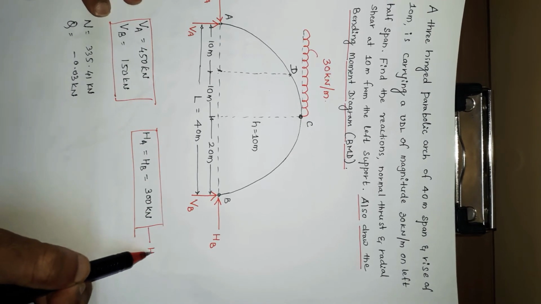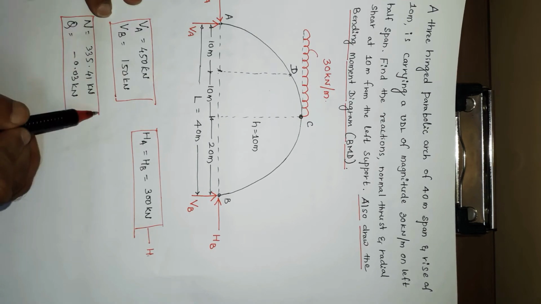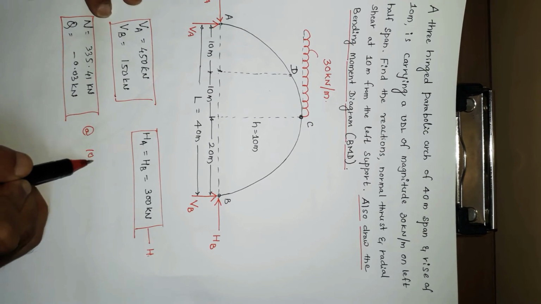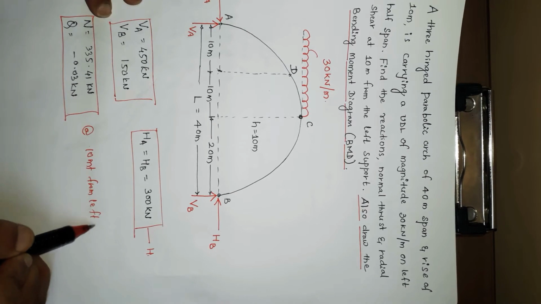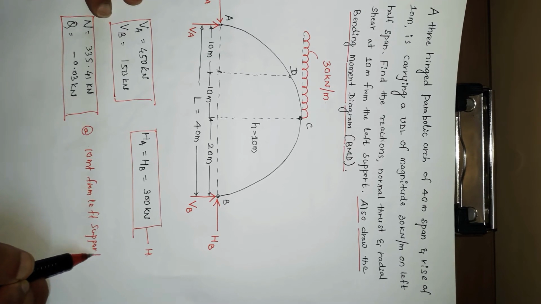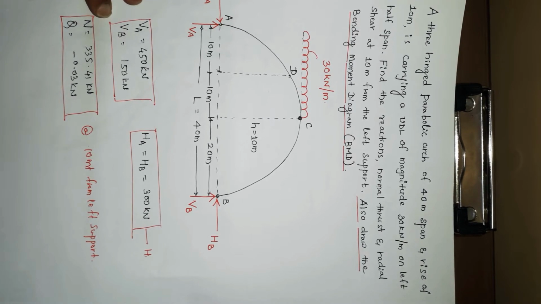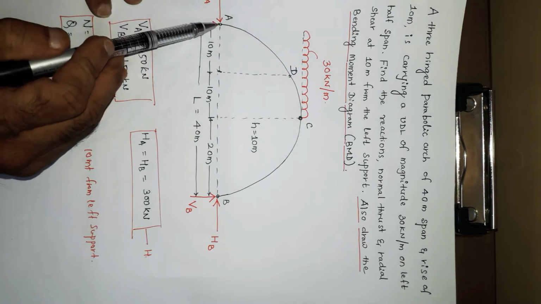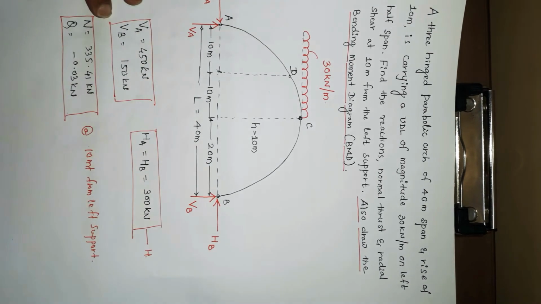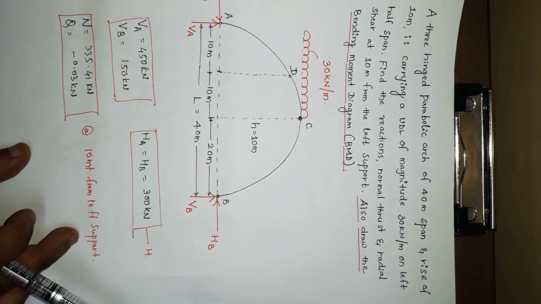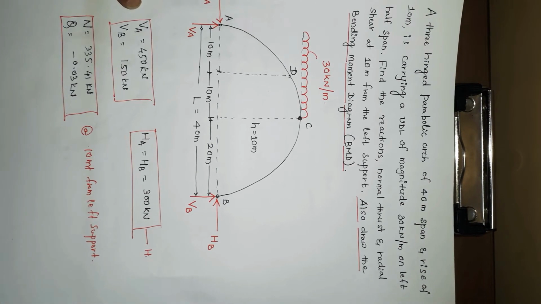This is nothing but H. Then this is the normal thrust and radial shear at 10 meter from left support, that is at point D. Now the next important thing is how to draw the bending moment diagram. If you want to draw the bending moment diagram, first we're going to calculate the bending moment values at different points, that is bending moment at A, bending moment at C, bending moment at B, then at some other points on the arch. Then how to calculate the bending moment is like this.